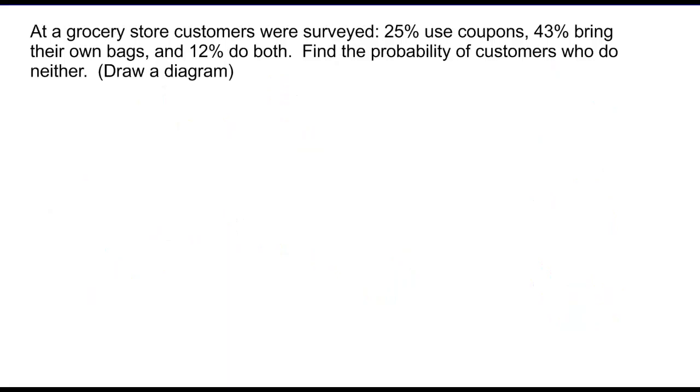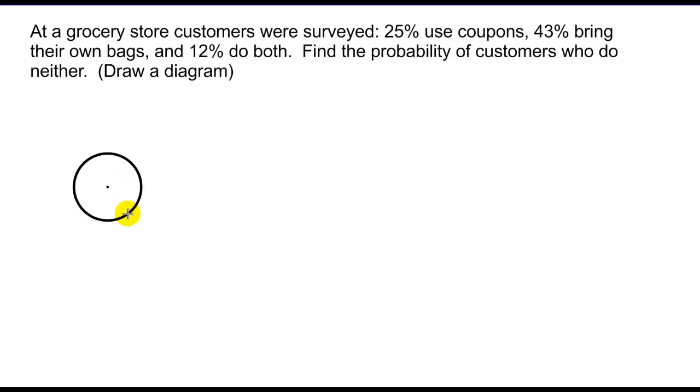Lastly, you got a grocery store, and 25% of the people use coupons, 43% bring their own bags, and 12% do both. And we want the probability of customers who do neither. So these are actually kind of probabilities or fractions, and your entire probability for anything to happen is 100%. So these are parts of those 100. Assume there's 100 people. So let's draw a couple circles out to maybe help us out in this case.